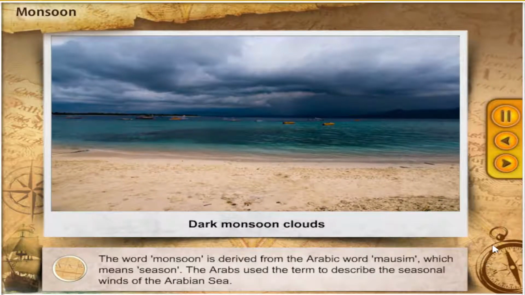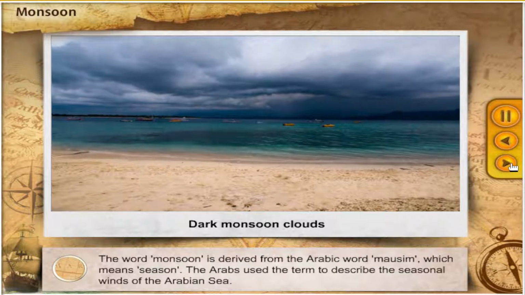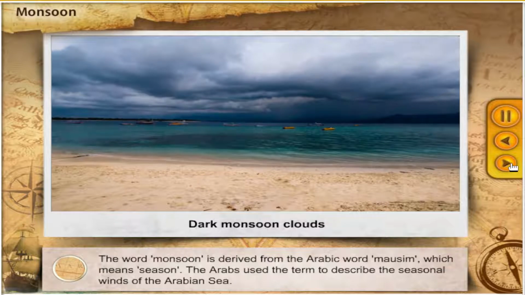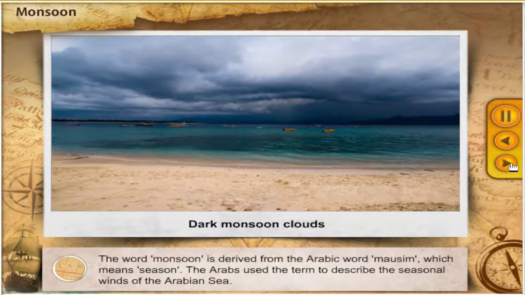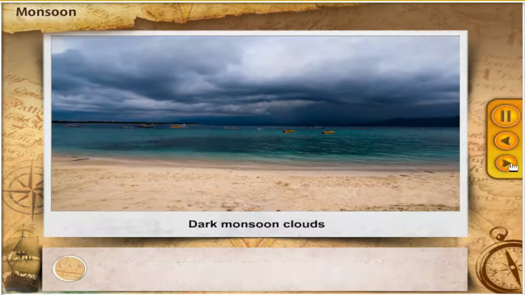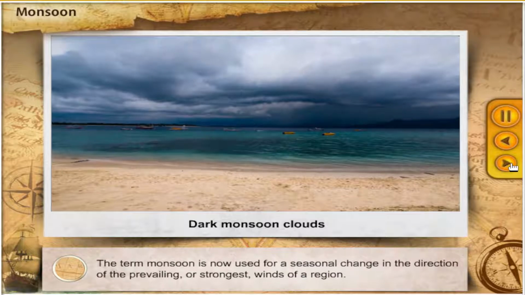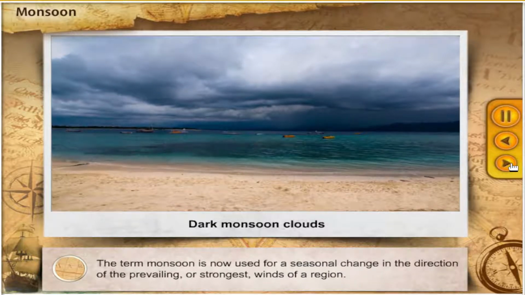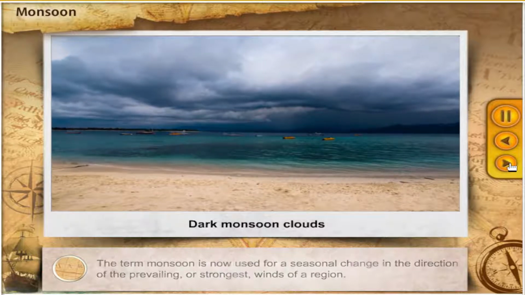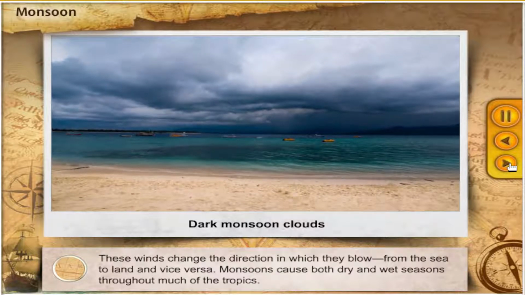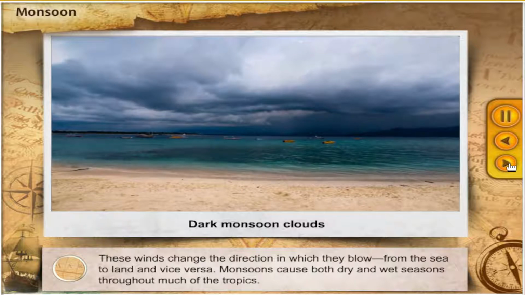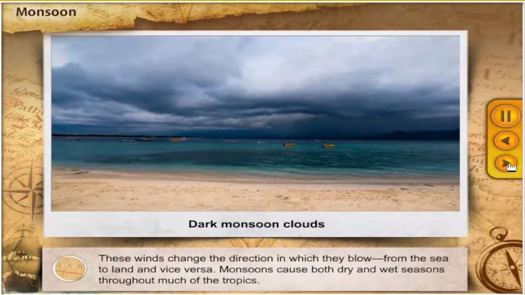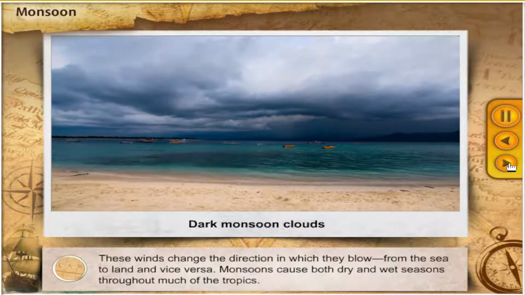The word monsoon is derived from the Arabic word mausim, which means season. The Arabs used the term to describe the seasonal winds of the Arabian Sea. The term monsoon is now used for a seasonal change in the direction of the prevailing or strongest winds of a region. These winds change the direction in which they blow, from the sea to land and vice versa. Monsoons cause both dry and wet seasons throughout much of the tropics.